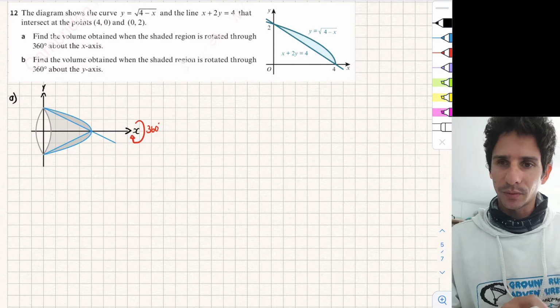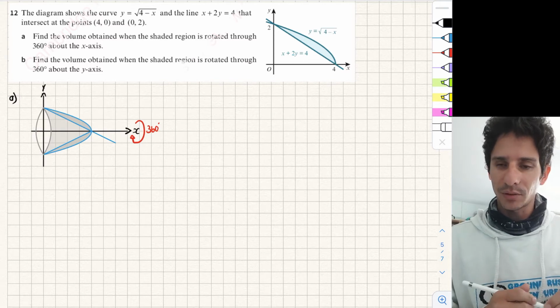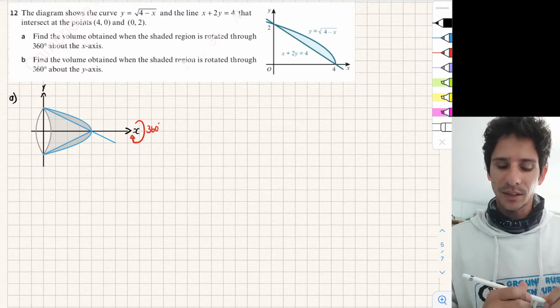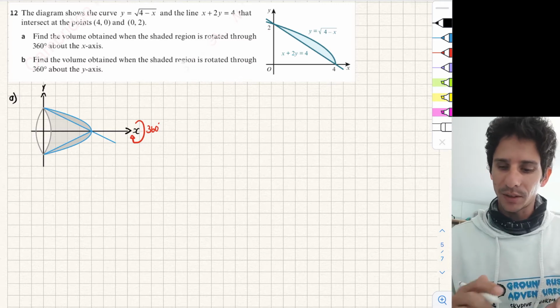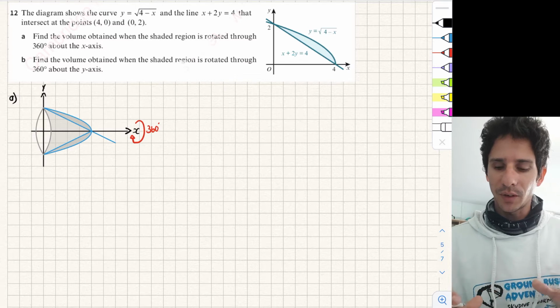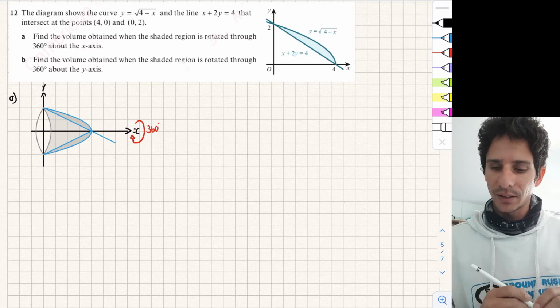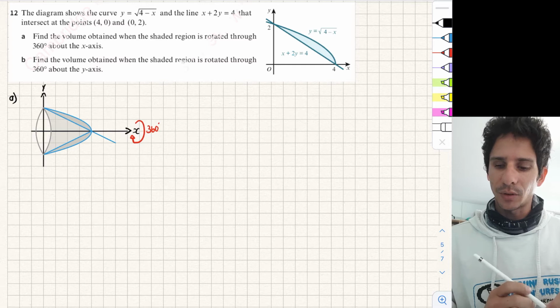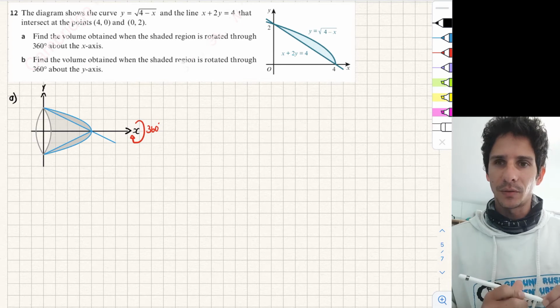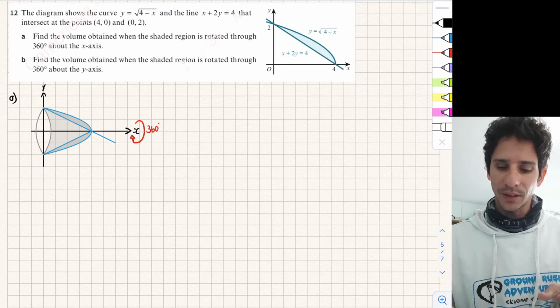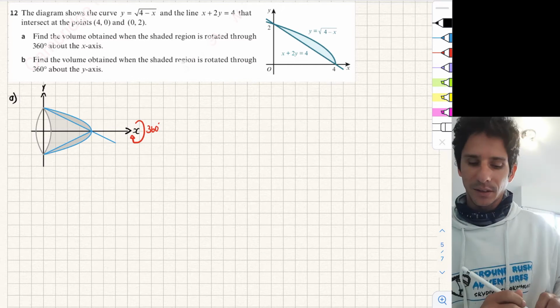So I've drawn in more detail what this will look like as you rotate it around the x-axis. We're going to have an outer volume, and then an inner volume that we need to consider. The easiest way to think about this is if we take the volume of the entire thing underneath the graph y equals square root of 4 minus x, and we take away that inner volume, which looks like a cone, it'll give the volume of the solid that we're after. Okay, so let's get into it.